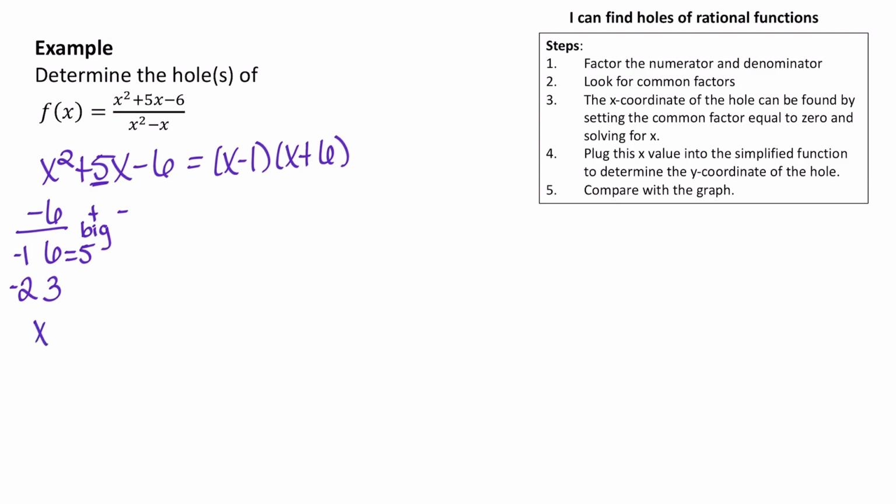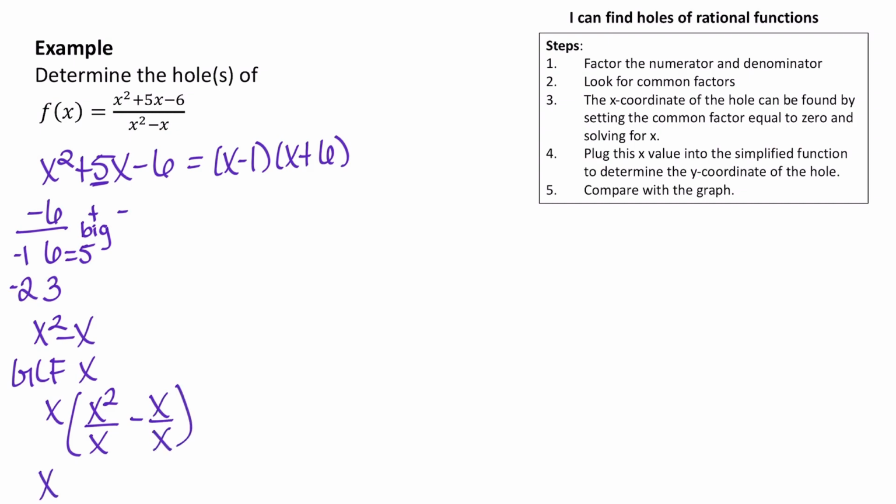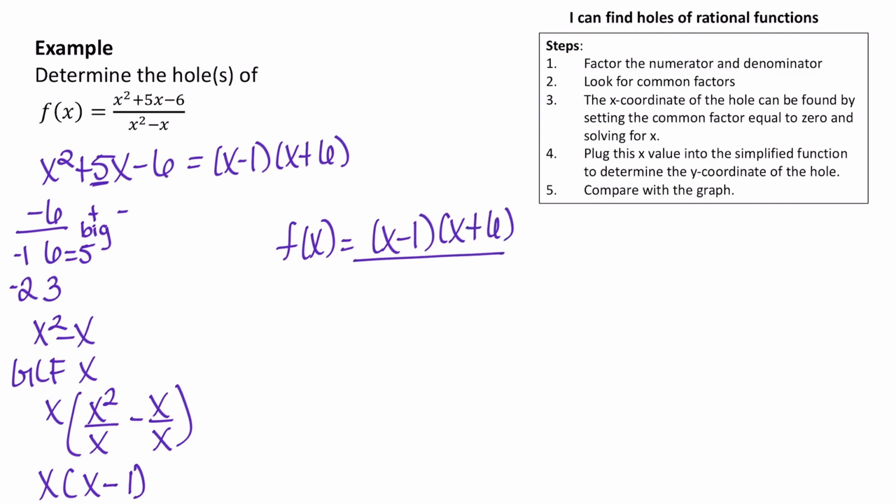Now let's factor x squared minus x. The GCF is x, because I can factor an x out of both terms. So I have x times x squared over x minus x over x. When I do that, I have x times x squared over x is x, minus x over x, which is 1. So now let's rewrite this function in factored form. We have f of x equals x minus 1 times x plus 6 over x times x minus 1.